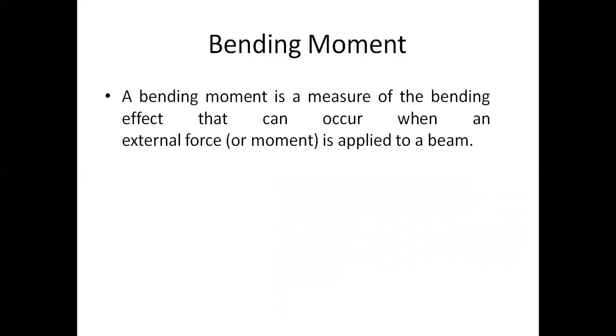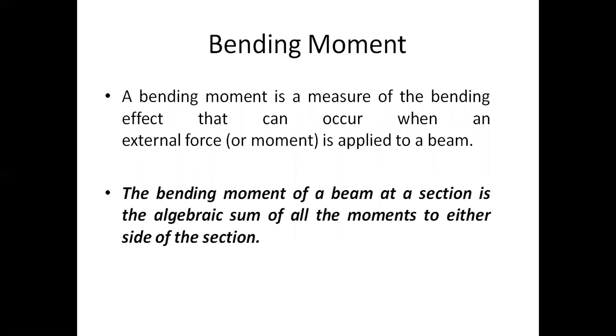So let us try to define what a bending moment is. Bending moment is a measure of the bending effect that can occur when an external force or a moment is applied to a beam. Beams are not only subjected to forces, they may also be subjected to bending moments. When a beam is subjected to an external force or a moment, bending may take place. So bending moment is a measure of how much bending has occurred in that beam.